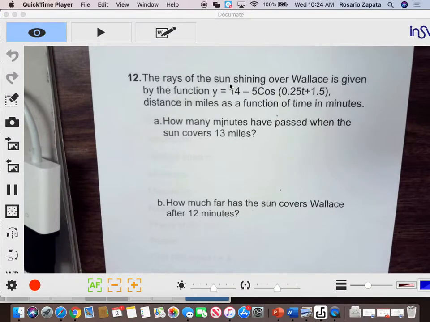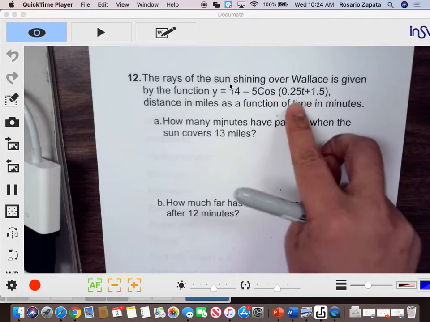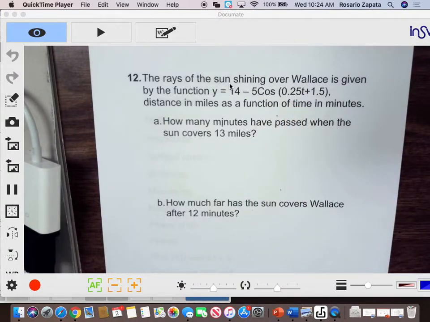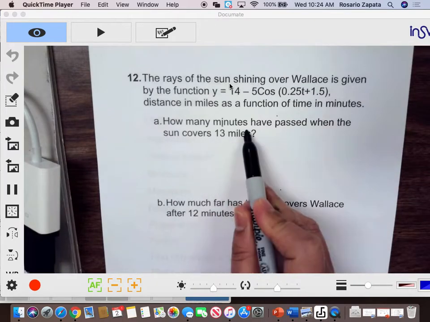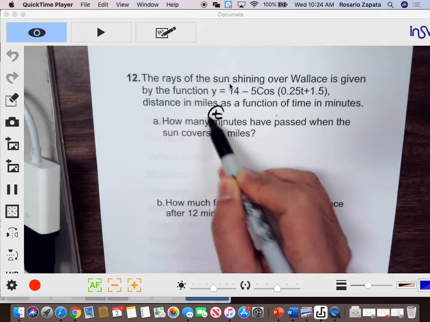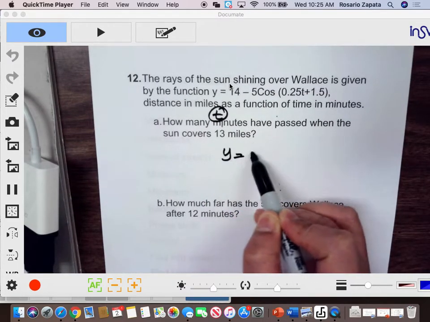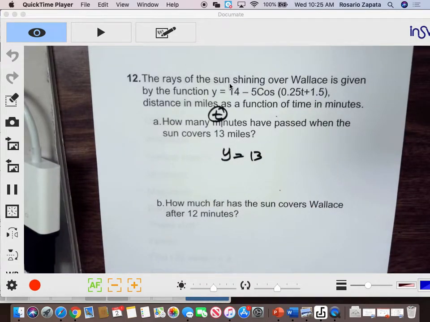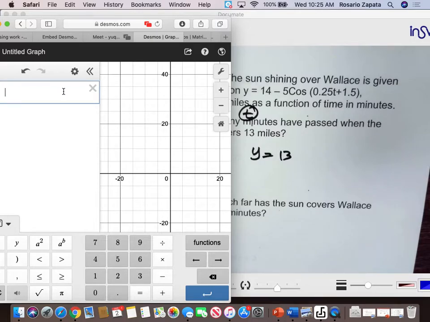So the rays of the sun shining over Wallace are given by this function: distance in miles as a function of time in minutes. Now remember, x is always a function of time and y is a function of distance. It depends on what value you plug in, just in case you want to solve the problem. How many minutes? So it means we're looking for t, and our y is 13. Get that? So therefore, we set y equal to 14 minus 5 cosine of 0.25x.